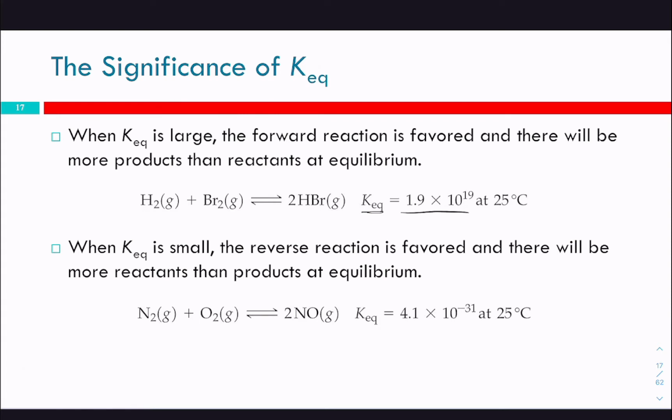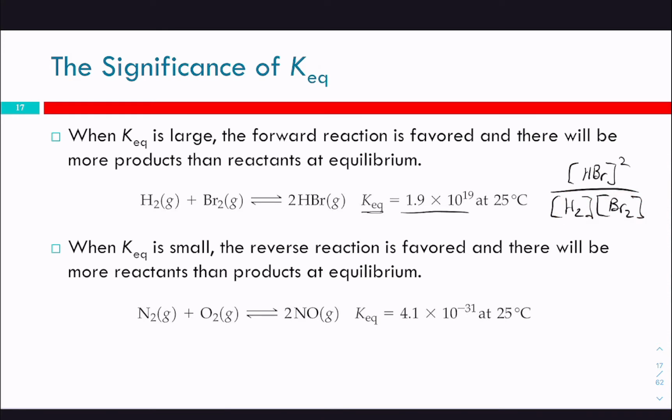And let me write this out real quick. So this would be the equilibrium expression for this. Right, so if we want KEQ to be this very large number, it means the number on top of our equation has to be a lot bigger than the number on the bottom, or the denominator. So the concentration of HBr will be a lot more than H2 or Br2 at equilibrium.